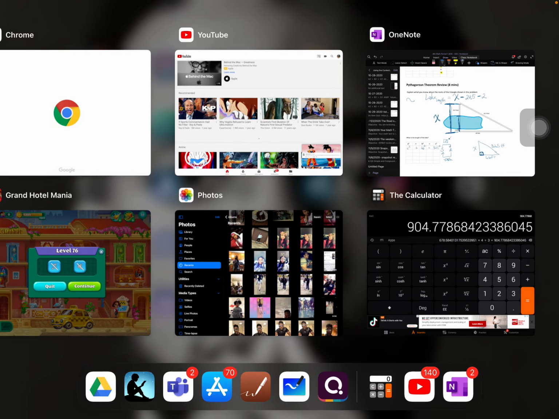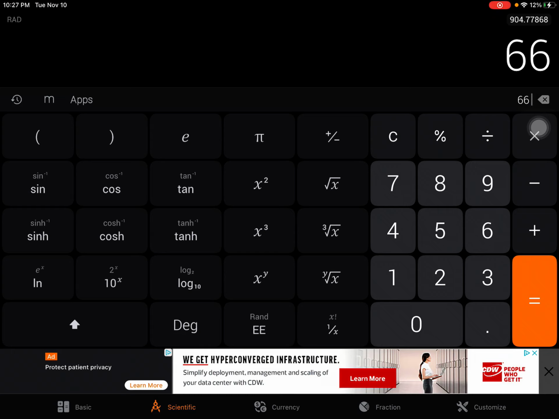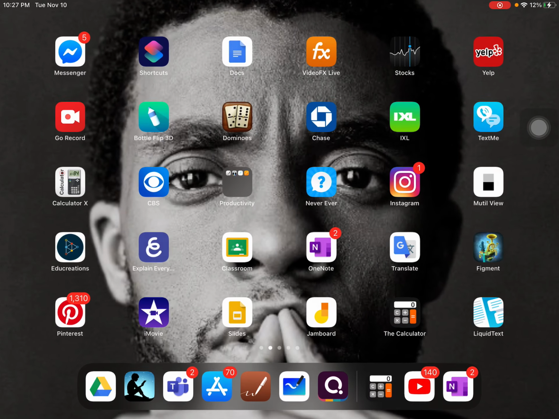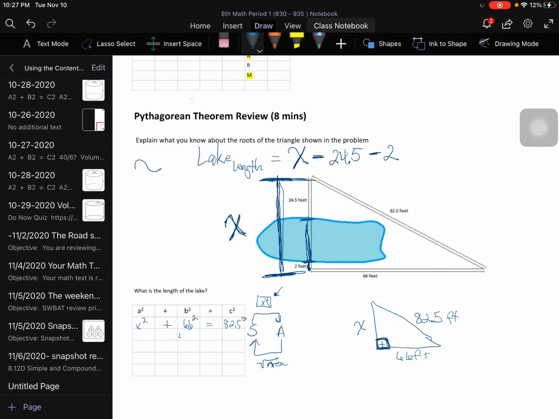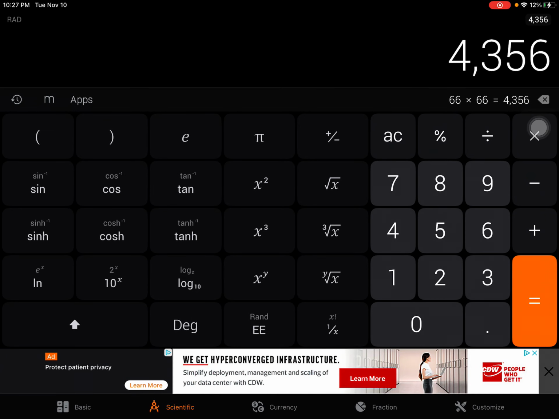So let's go to our calculator. Clearing this out, 66. Now we can use our square button right here, and we get 4,356, or we can say 66 times 66, which is the same thing, 4,356. So we know that one, 4,356. That's the 66 squared right here. Now we're going to go for 82.5, and hit the square button, and we have 6,806.25.